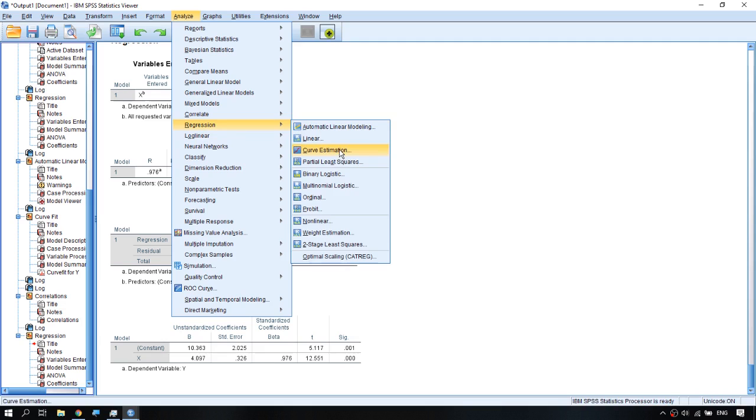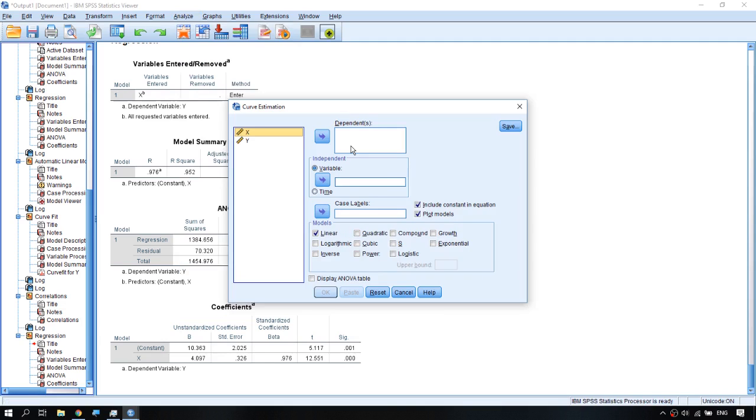Now you know what a curve means, but mathematically, a straight line is just one special form of a curve. So what we do here is put x into the independent variable and y into the dependent variable, and then down here, we've selected linear. Linear means straight line, which is what we are going to do. But in other cases, people may also want to fit other curves to the data points.